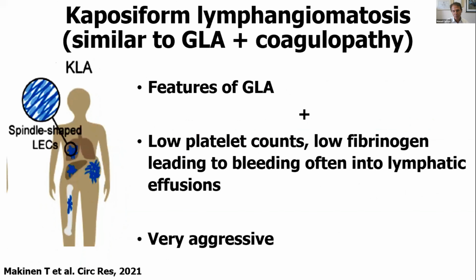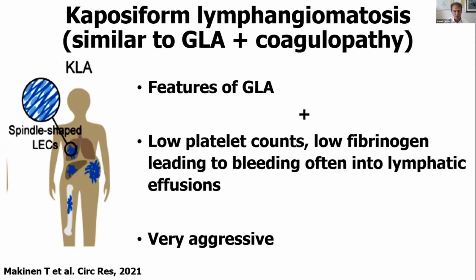And then there's Kaposiform lymphangiomatosis, or KLA. And again, this is actually very similar to GLA, except in KLA, in addition to all the various features of GLA, there's a lot of hematological abnormalities with low platelet counts and low fibrinogen. And these two things lead to bleeding. And that's often bleeding into the lymphatic effusions, the pleural effusion, the ascites, the pericardial effusions. And this could be a very aggressive condition.